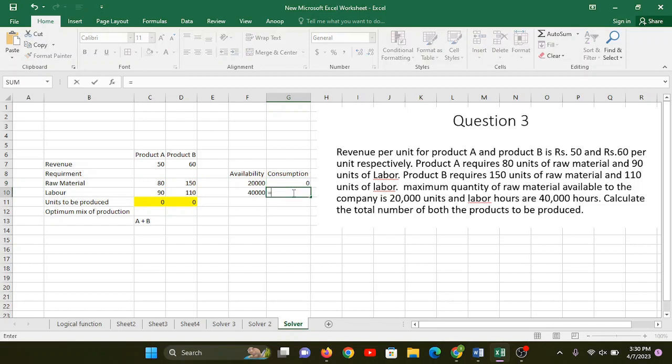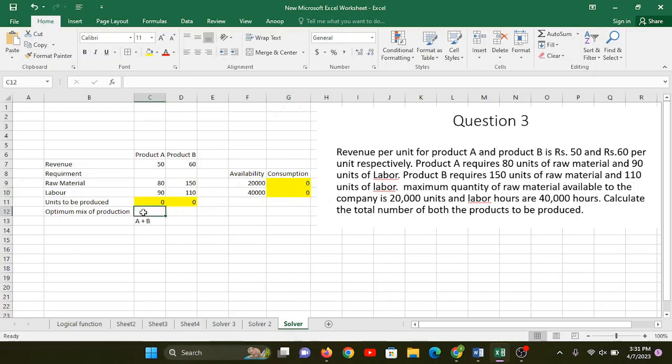Similarly, I'm going to do total computation of total units consumed of labor while manufacturing both A and B. So 0 units of A, let us assume 0 is what you are producing, multiplied by units requirement for product A when it comes to labor, which is 90, plus units of production for B multiplied by requirement for product B in terms of labor. Okay, this is again going to be 0. Okay, now this is your consumption. Let me make it yellow again. So these are again formulas, these are number.